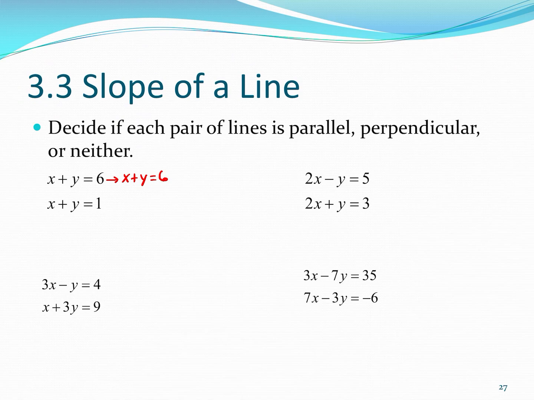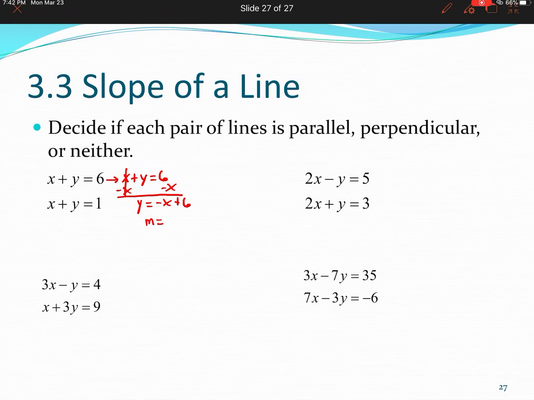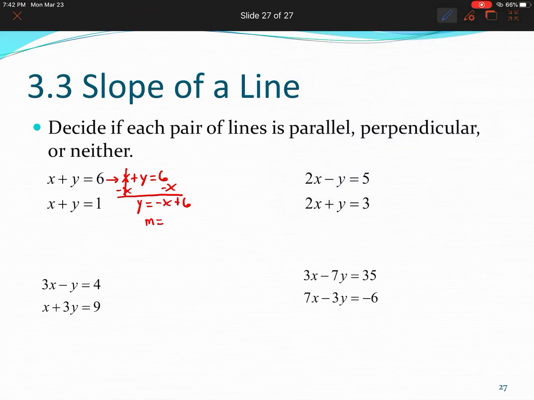And so if we were to take this first equation, x plus y equals 6, and we solve for y, well, we're going to subtract x, because again, we're trying to get y by itself. And we have y is equal to negative x plus 6. Now, what's the slope of that line? Well, you should be able to look at this and say, well, the slope is this coefficient, which is a negative 1. And so the slope of that line is negative 1.